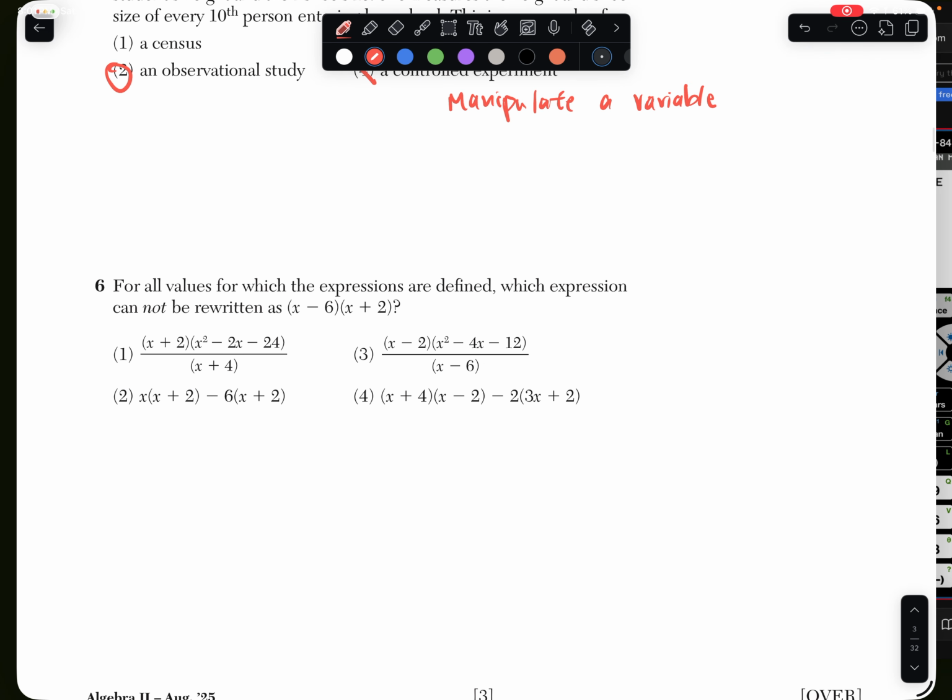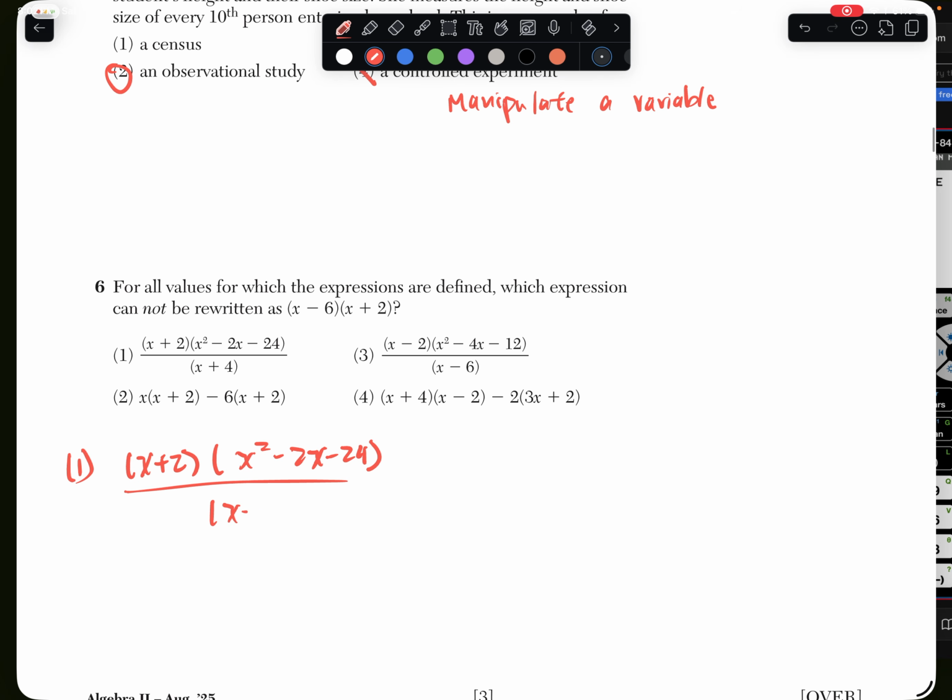All right. For all values for which the expressions are defined, which expression cannot be rewritten as x minus 6 times x plus 2? Okay, this one I don't really like because you kind of have to test through every answer choice. So let's look at choice 1. So we have x plus 2 times x squared minus 2x minus 24, all over x plus 4.